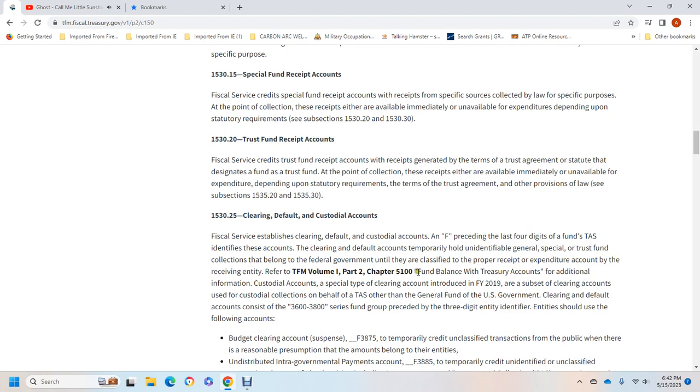Form the balance of the Treasury account with additional information custodial account, a special type of the clearing account including introduced fiscal year 2019 a subset of the clearing accounts with the custodial collections on behalf of the Treasury account appropriate operation symbols other than the general fund of the U.S. government. Clearing with a different default accounts appropriate through 3600 and 3800 series of the funds group to proceed with the three-digit entities identified with the established use of the following accounts.